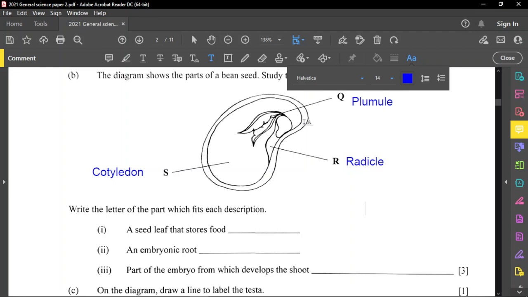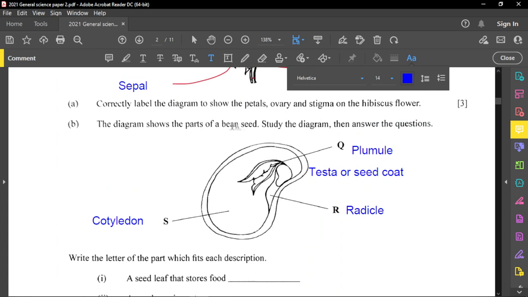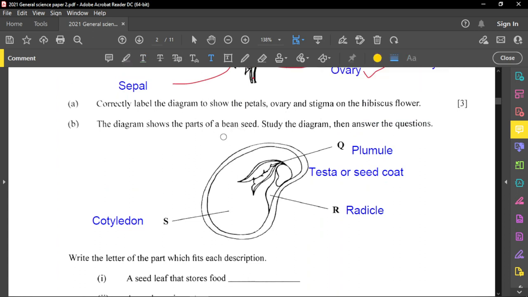And the outermost part of a seed, which is the outer line, is called the testa, so-called a seed coat, a testa or seed coat. Those are the parts of the seed. And this is a dicotyledon seed, just to make mention of that as well. It's a bean seed, so it's a dicotyledon. Beans are dicotyledons.